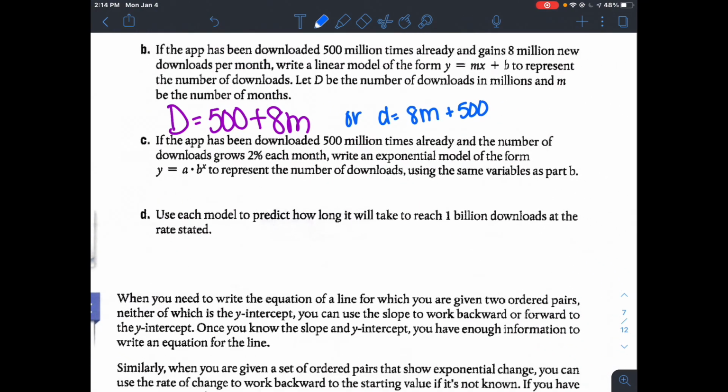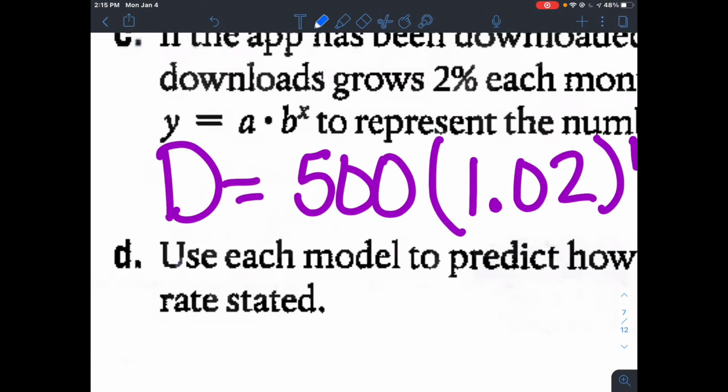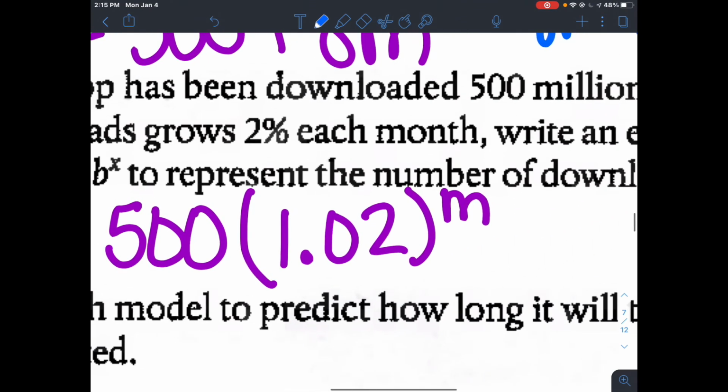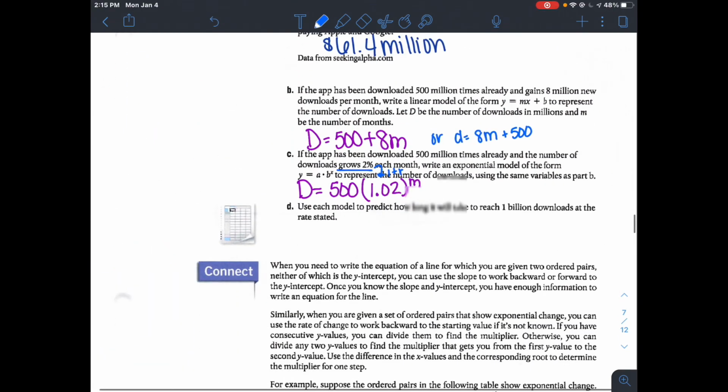Part C, if the app has been downloaded 500 million times already and the number of downloads grows by 2% each month, write an exponential model of the form y equals a times b to the power x. A, remember, is your starting value, and B is your growth. To represent the number of downloads, we're going to use those same variables. So D equals my starting value, which was 500, and then times the 2%. How did I get that? It's just 1 plus the rate. So 0.02 plus 1, that's where I got that, and then to the power m.